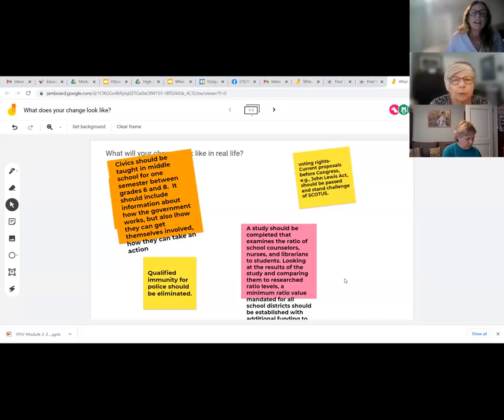All right. Qualified immunity, voting rights, current proposals before Congress: the John Lewis Act should be passed and stand challenge of SCOTUS. There it is again. Good. A study should be completed that examines the ratio of school counselors. Okay, you guys have it.